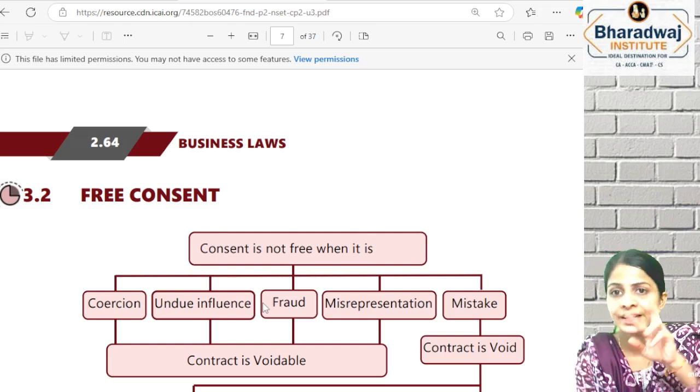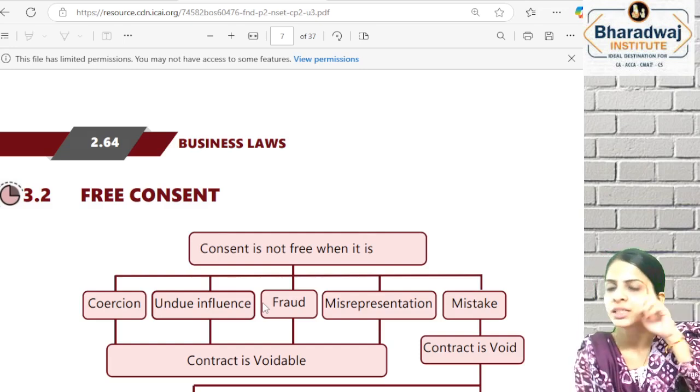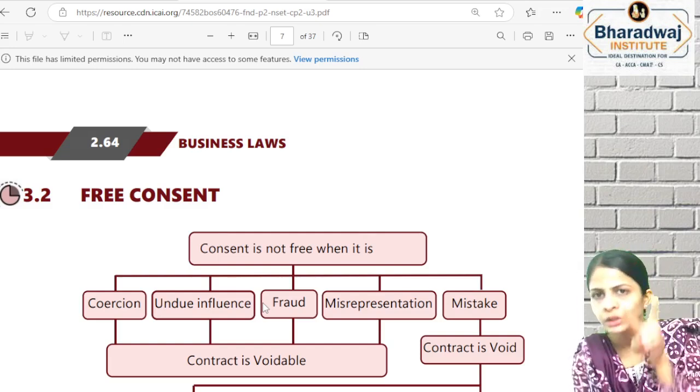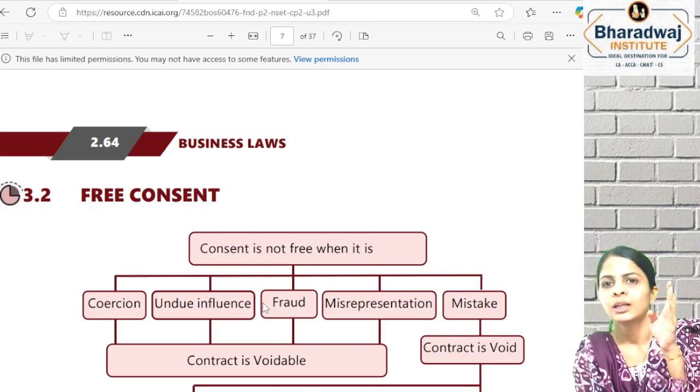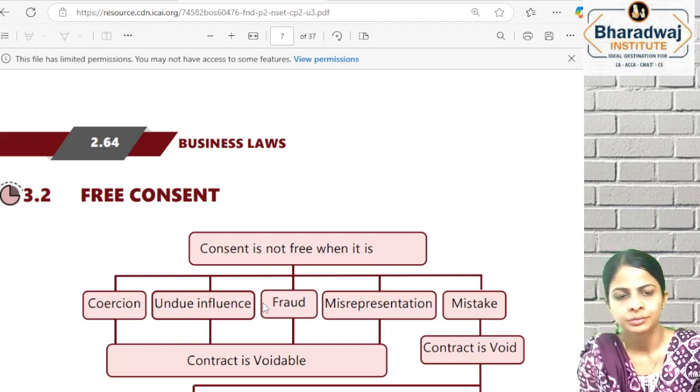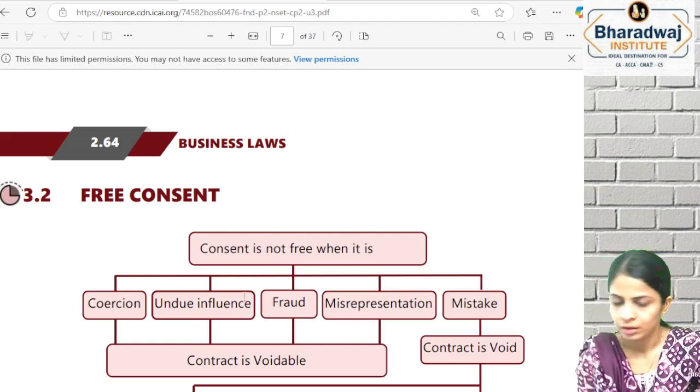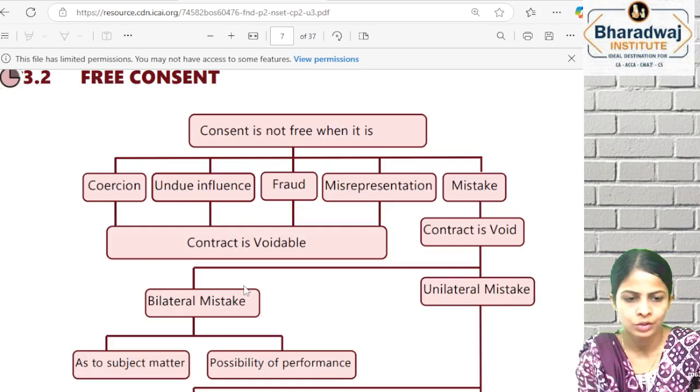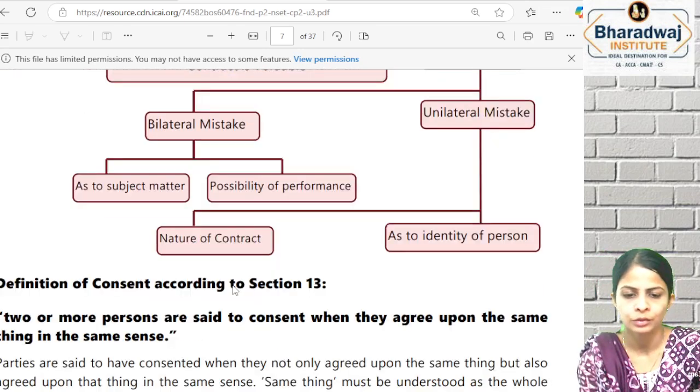Clear? So there is no consensus ad idem. Both the people are not thinking about the same thing. Clear? Now there are some 5 situations where the consent is not free.